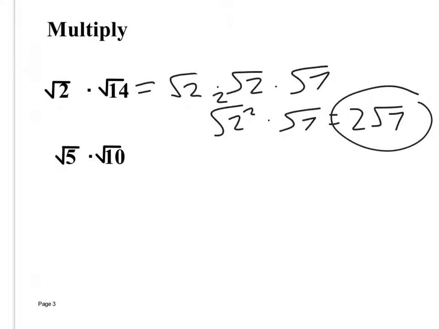Here, square root of 5 times square root of 10. What would be a square that I could make out of 5 and 10?